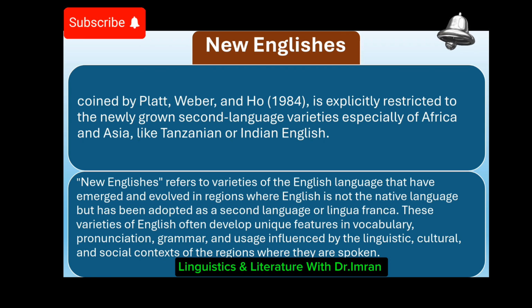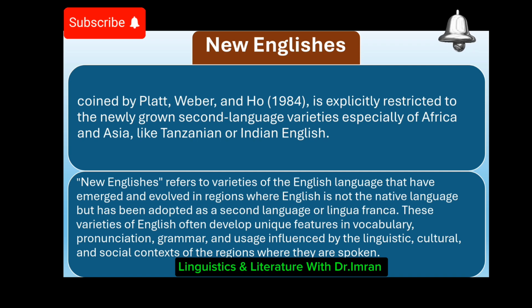So these varieties of English often develop unique features in vocabulary, because in this country English is spoken as a second language. So they adopt unique features of vocabulary. Localized terms are used in English. And in pronunciation, there will be a local touch, and in grammar and usage, influenced by the linguistic cultures and social context of the region where they are spoken.